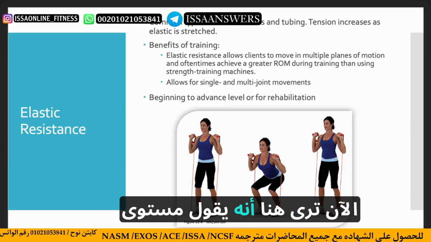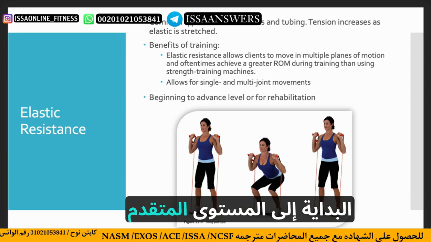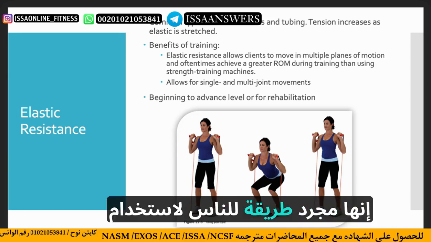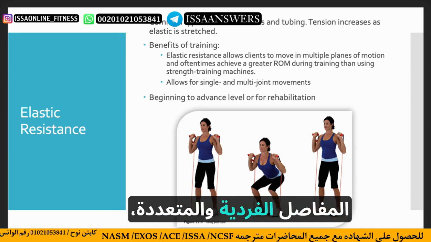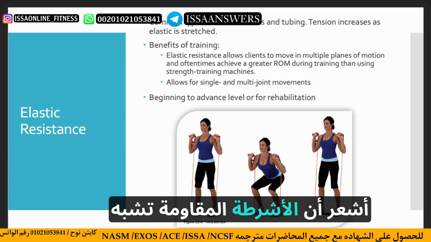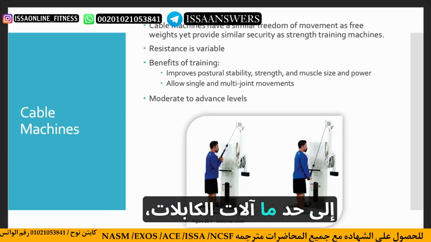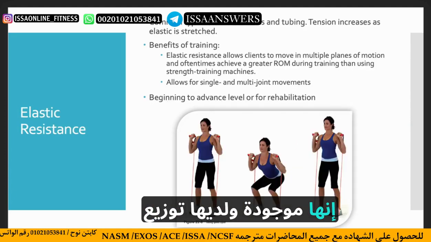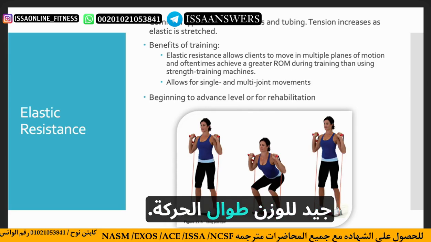Now you see here that it says beginning to advanced level rehabilitation. That's kind of what I was hitting on earlier. It's just a way for people to, again, do single and multi-joint use, unilateral and bilateral. You can do one side or the other. You can do both at the same time. So there's a lot of, again, freedom of motion with this. I feel like resistance bands are kind of like cable machines, right? They just are not in a machine orientation. They're just there. And they have a good distribution of weight throughout the whole movement.